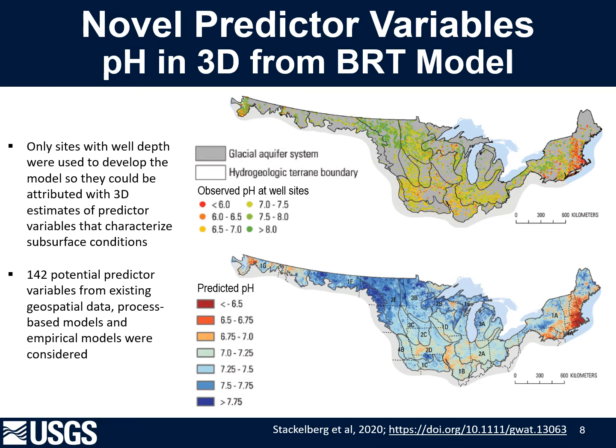And then I just want to point out with this slide on pH that only sites with well depth are used to develop the models so that they can be attributed with any 3-dimensional estimates of predictor variables that characterize subsurface conditions. For the pH model, 142 potential predictor variables were incorporated in the model, or I guess considered by the model, and they include things like output from existing geospatial data and process-based models and empirical models, and so lots of different types of information like we talked about earlier.